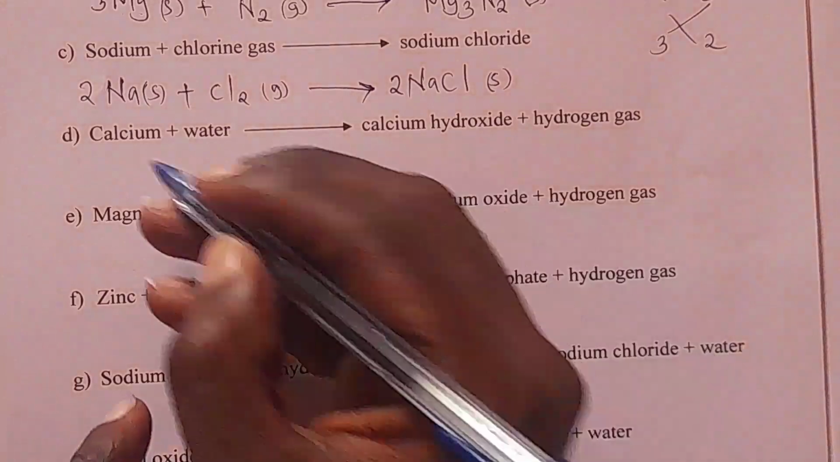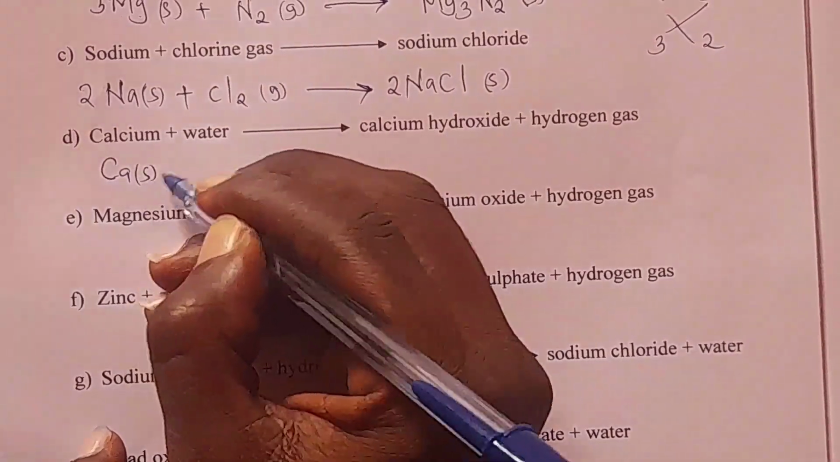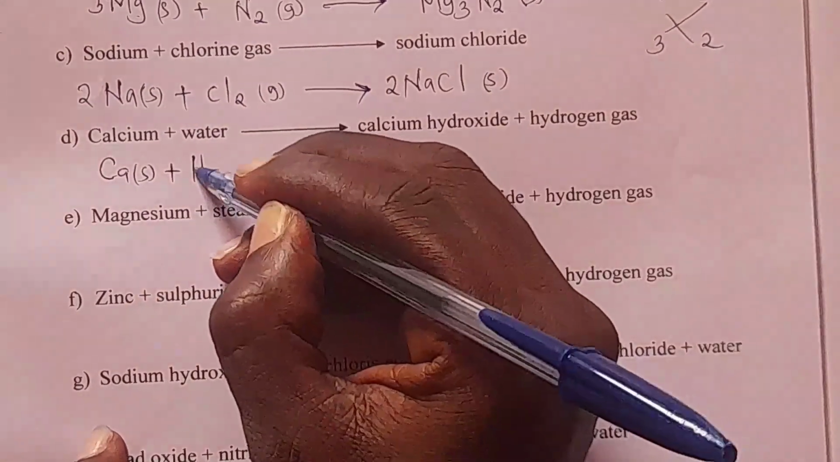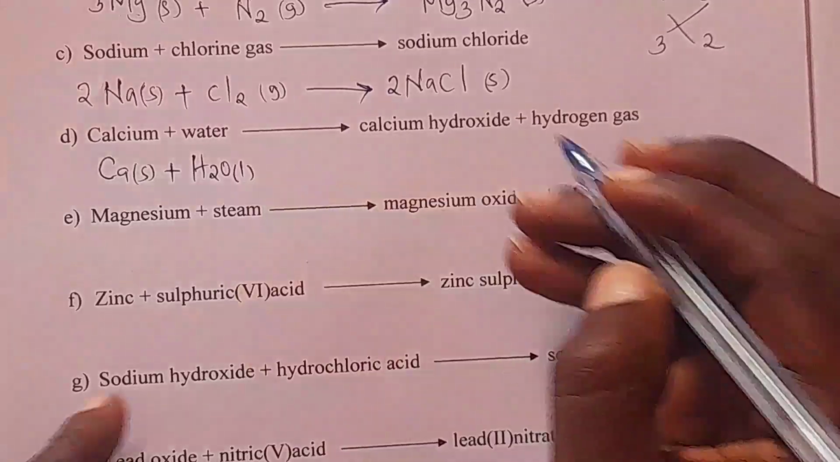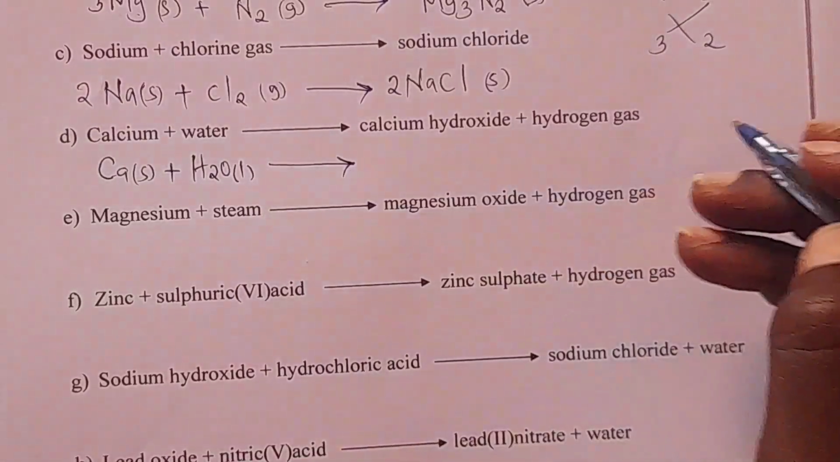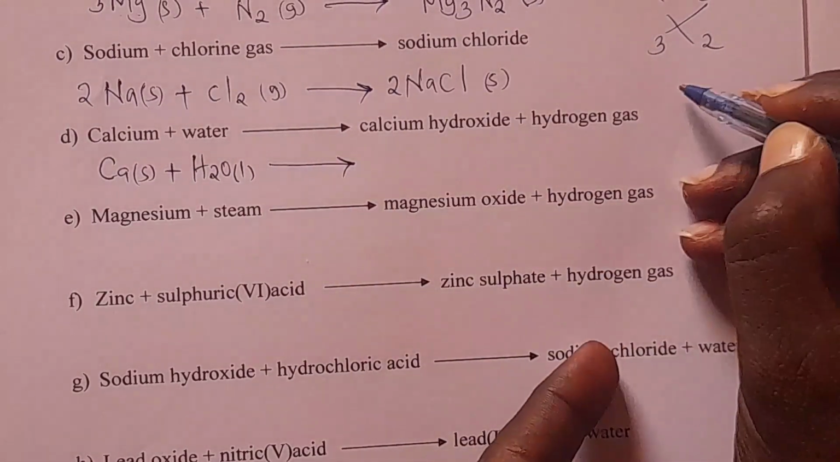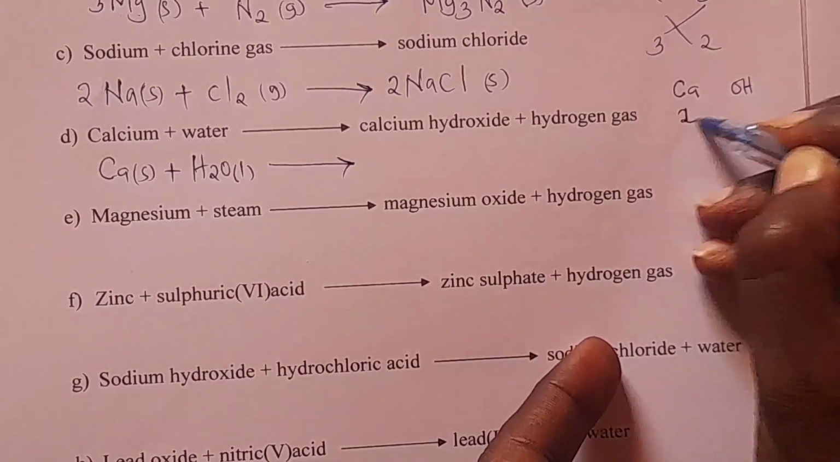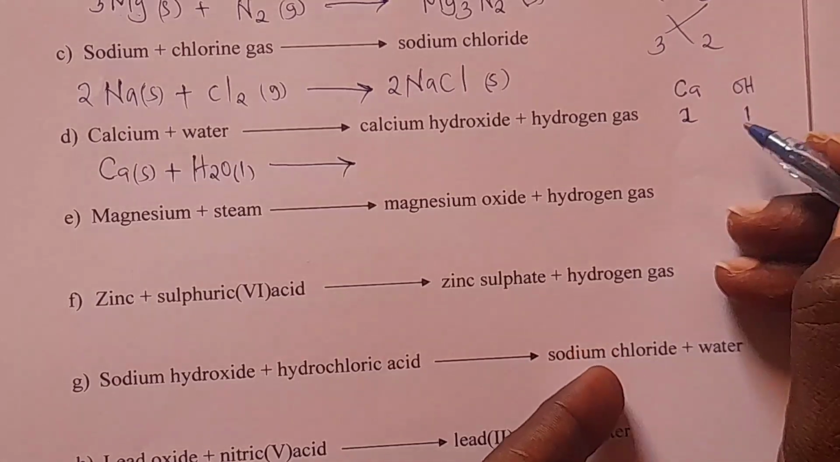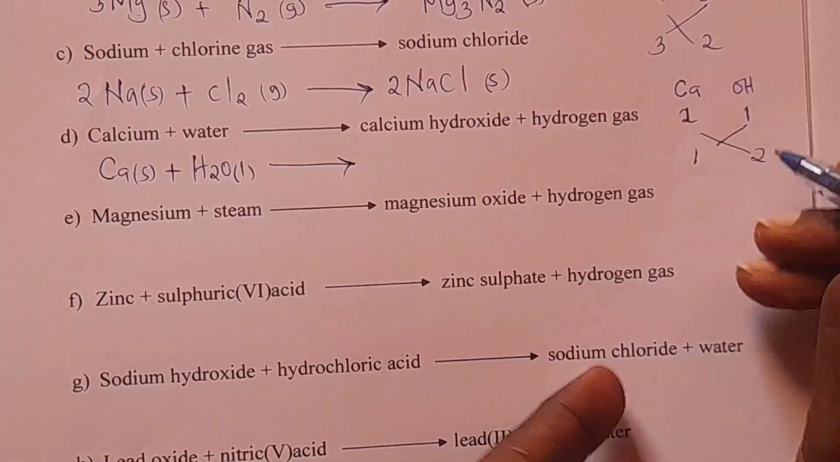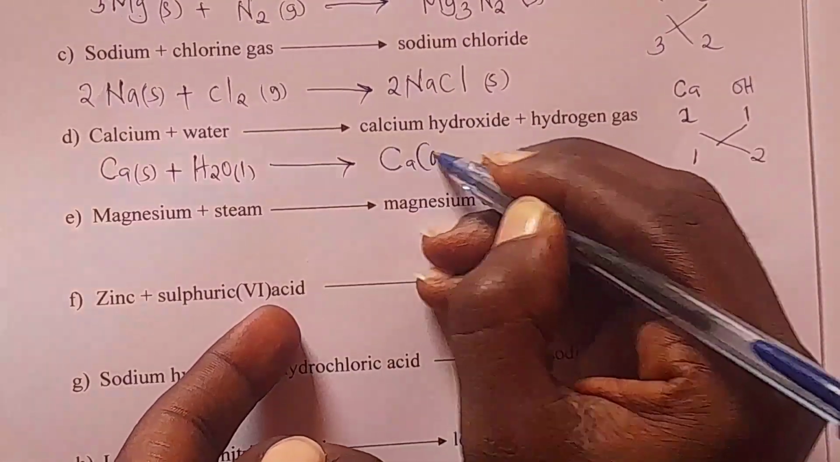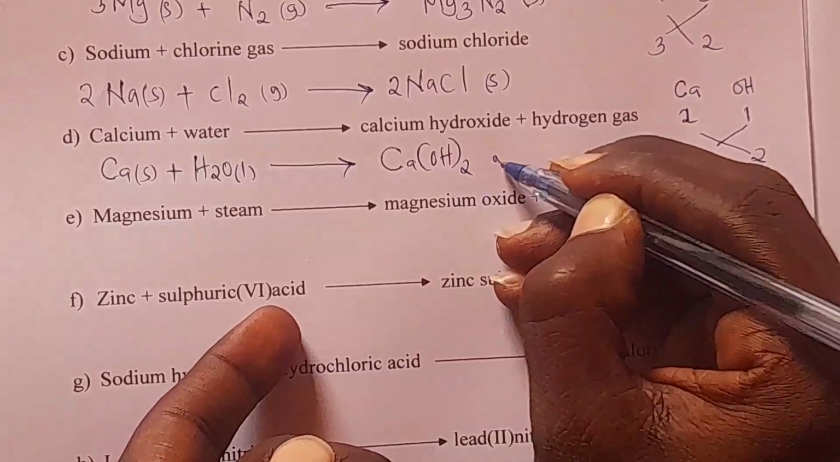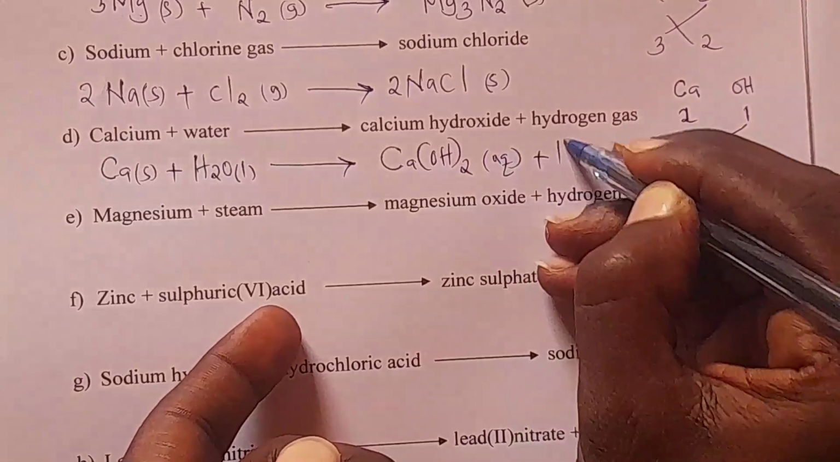So next we are going to go to calcium. Calcium is written Ca, that is solid, plus water. Water is written H2O. This is liquid. So here we are going to get calcium hydroxide plus hydrogen gas. Remember, calcium hydroxide has a radical, so the valence of calcium is 2, the valence of the hydroxide radical is 1. So if you interchange, I'll get 1 and I'll get 2 there. So to write it, I'm going to have it like that. So calcium hydroxide plus hydrogen gas.